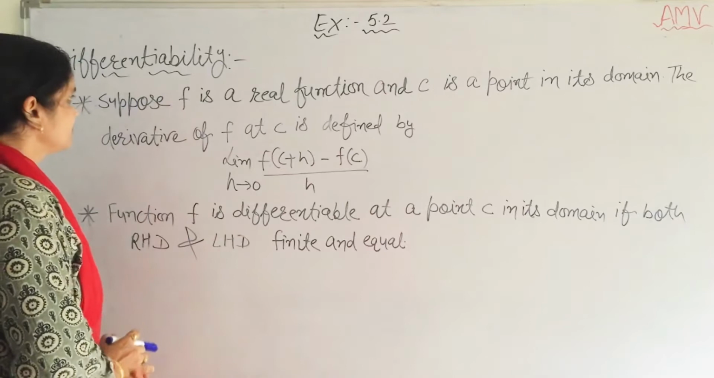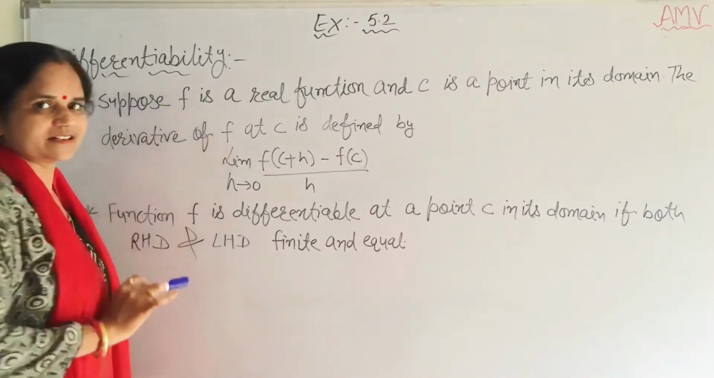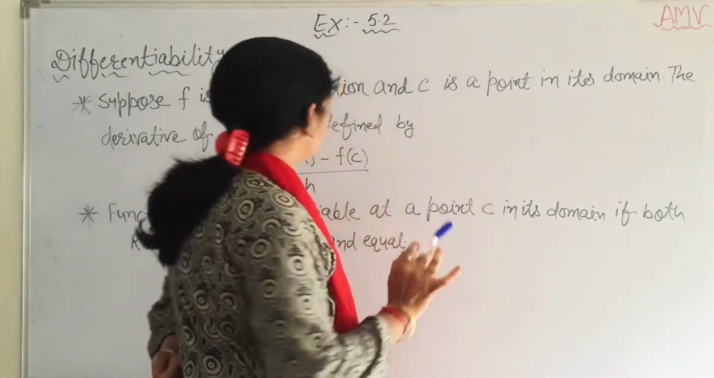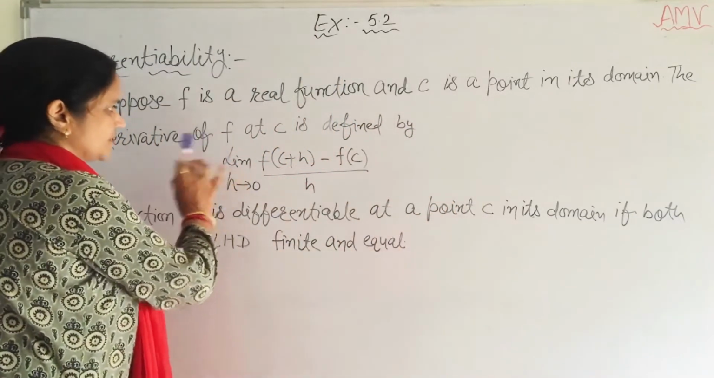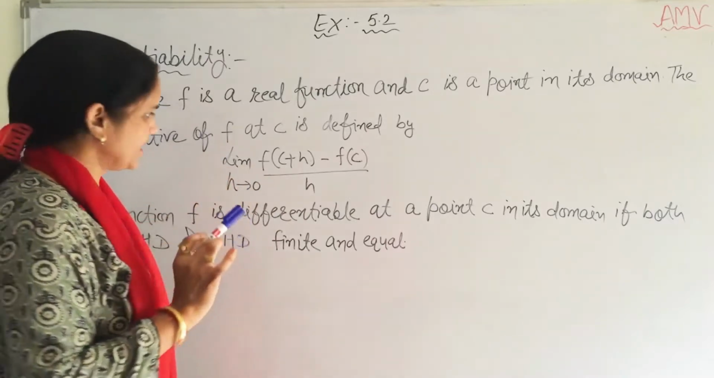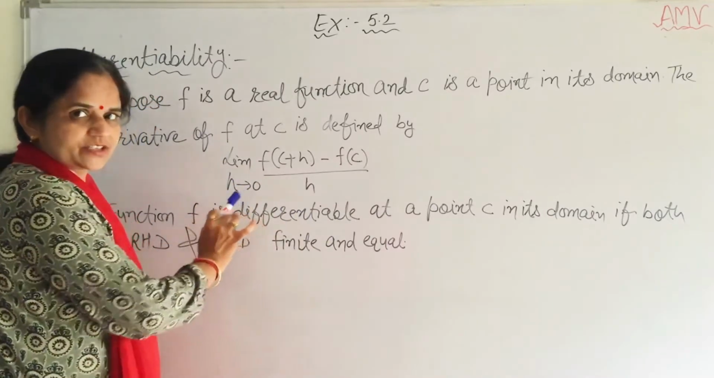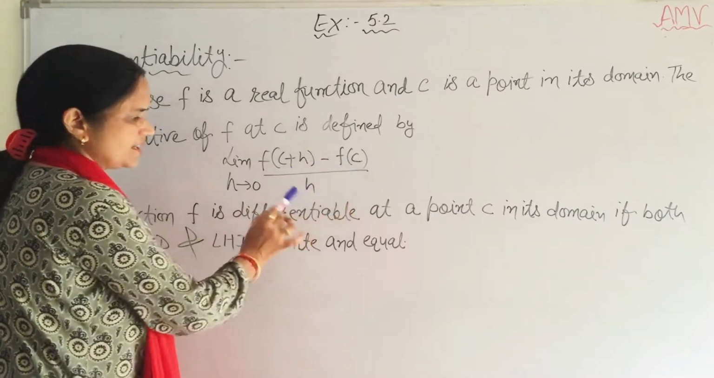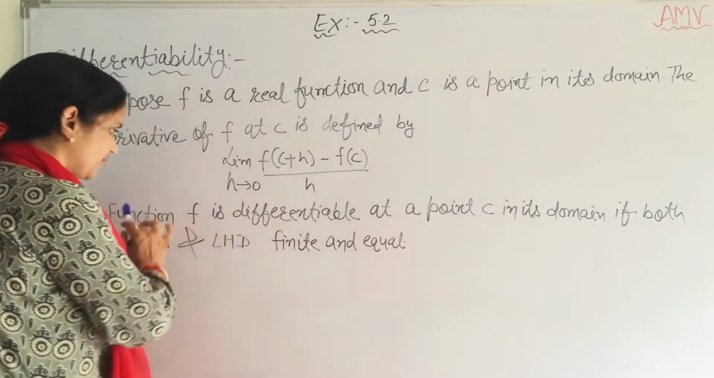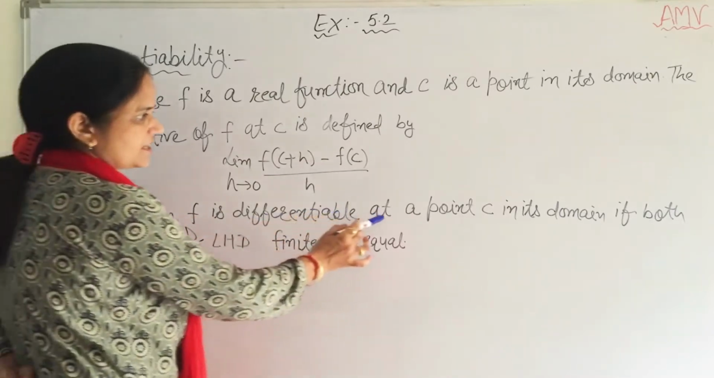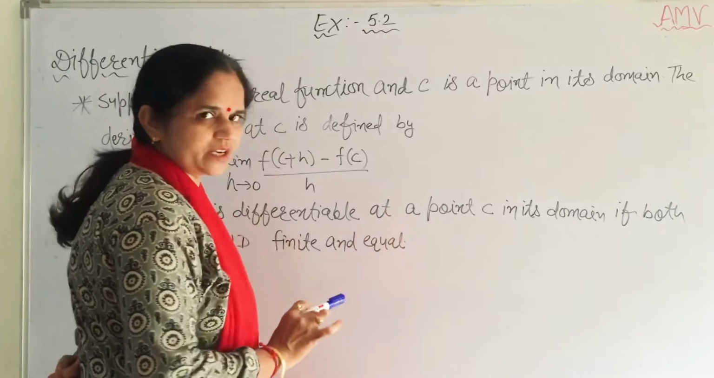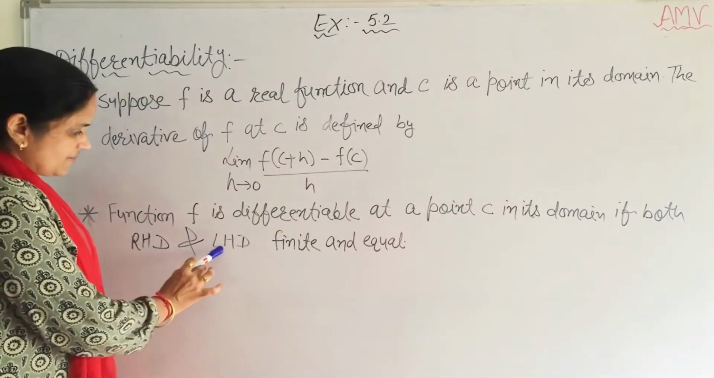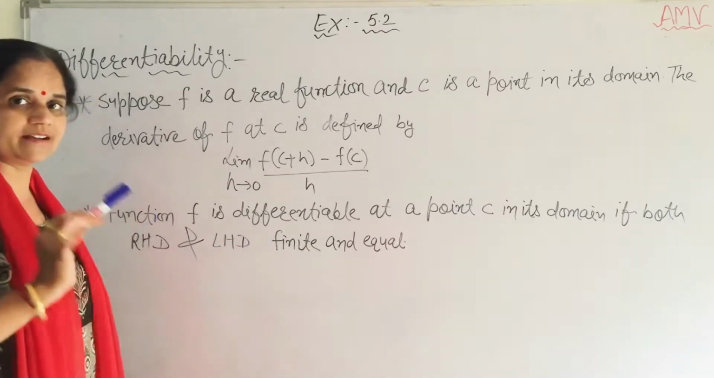First of all, suppose f is a real function and c is a point in its domain. The derivative of the function at c is defined as limit h tends to 0 of f(c+h) minus f(c) by h. And the function is differentiable at a point c in its domain if both the right hand derivative and the left hand derivative are finite and equal.